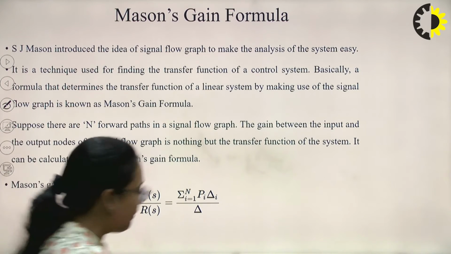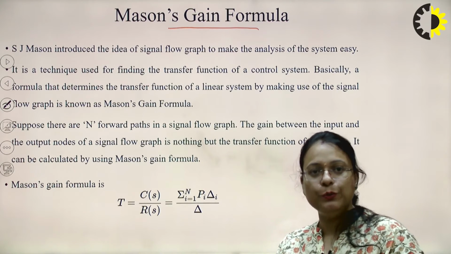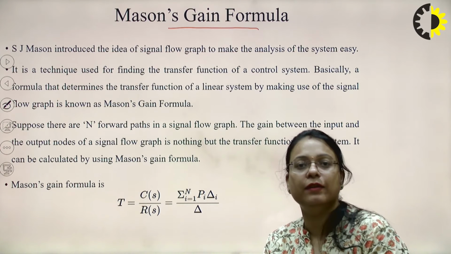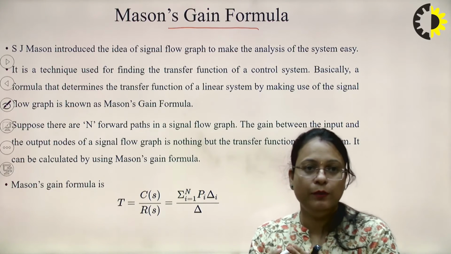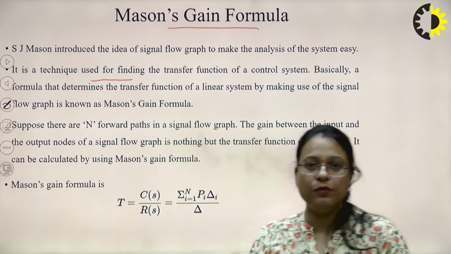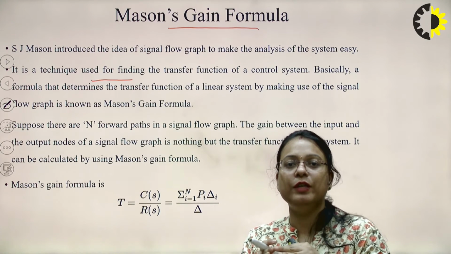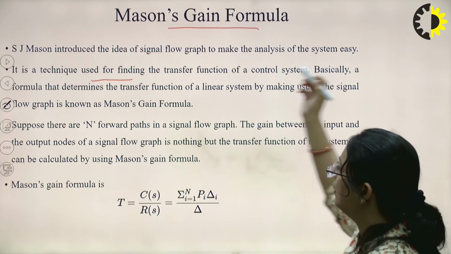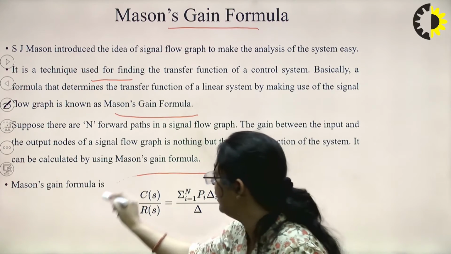Now coming to the Mason gain formula. S.J. Mason introduced the concept of the signal flow graph so that we can analyze the circuit in an easier manner. Okay, so basically this is a technique to find the transfer function of any particular system, right? And the formula which determines the transfer function of any linear system by making use of the signal flow graph is known as the Mason gain formula. So this is the Mason gain formula here.